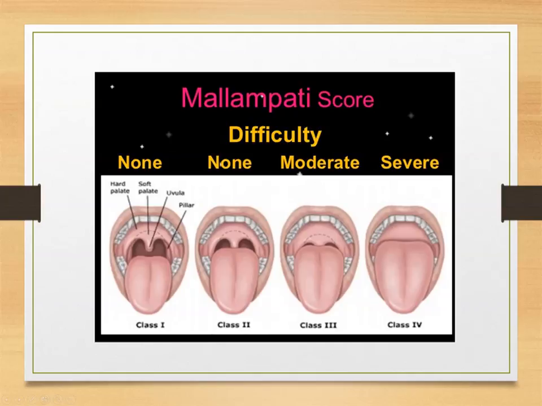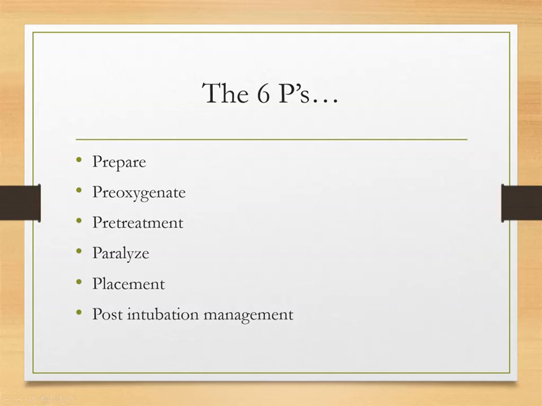So class 1, completely open, you can see everything. You can see the uvula, like I said, the pillars, your hard palate, your soft palate. Class 2, you can still have a pretty good visualization there. Class 3, all you really see is the palate. Class 4, you just see that hard palate. So you know you've got a difficult case in front of you, so severe difficulty. So that's the Mallampati score. And again, these are just tools.